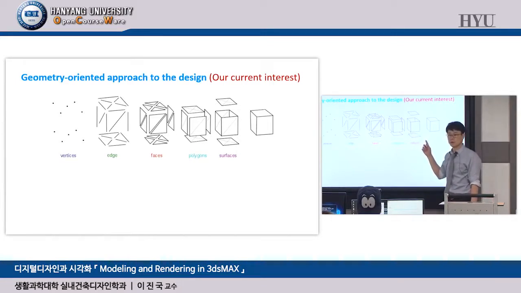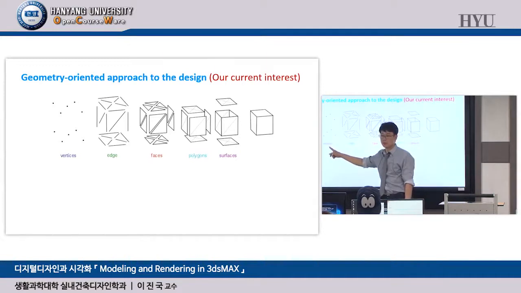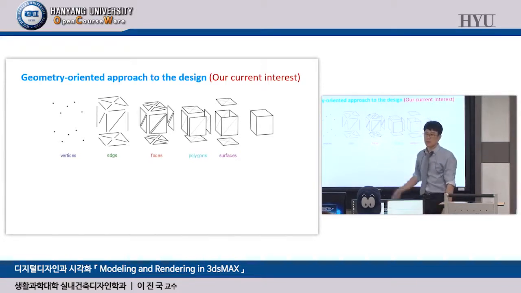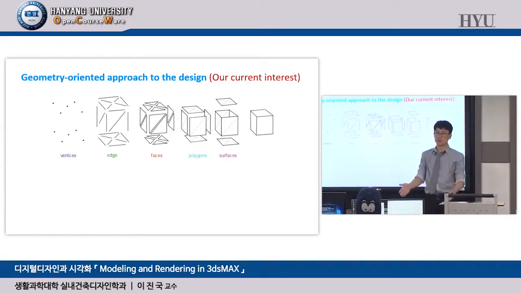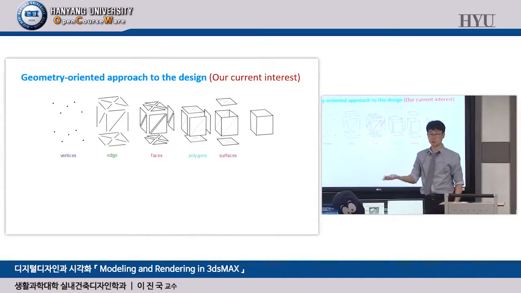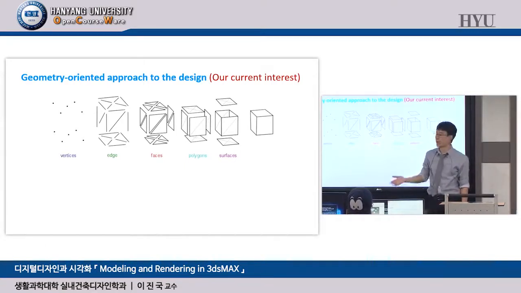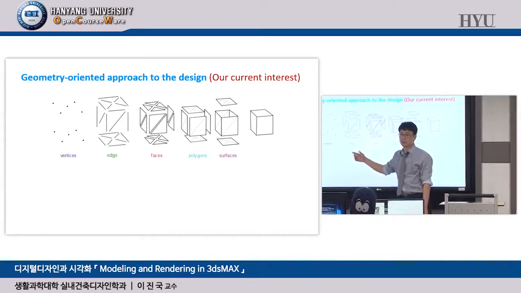3D Max, Rhino, SketchUp. But in SketchUp, there is no way to control vertices, only edges and faces. But in 3D Max, you may find the names listed here in your modification tab, in edit poly mode, and so on. You're gonna learn how to elaborate, how to control them.